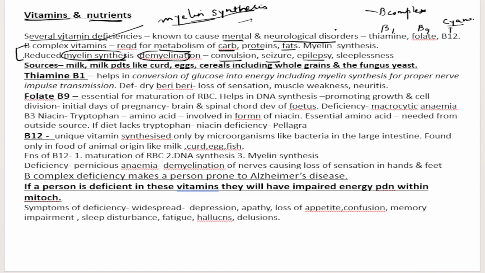Now what are convulsions? Convulsions is a medical condition that causes the body's muscles to contract and relax rapidly and repeatedly, resulting in uncontrolled shaking. So convulsions can be called uncontrolled shaking. When the body's muscles are contracting and relaxing repeatedly or rapidly, that is convulsion. So this is a symptom of demyelination. Demyelination can cause convulsions.